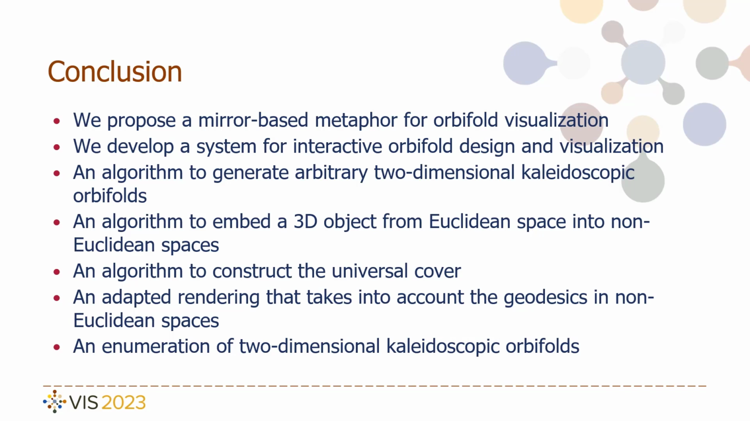At the core of our system is the algorithm to generate the layout for arbitrary kaleidoscopic Orbifolds, embed 3D objects into non-Euclidean spaces, and construct the universal cover. We also provide an adapted rendering algorithm that takes into account the geodesics in non-Euclidean spaces. All of this is enabled by our enumeration of two-dimensional kaleidoscopic Orbifolds.